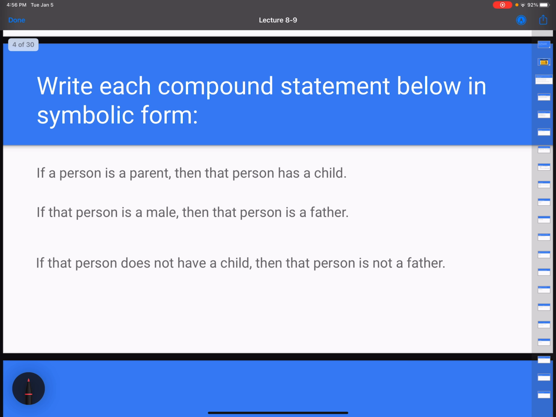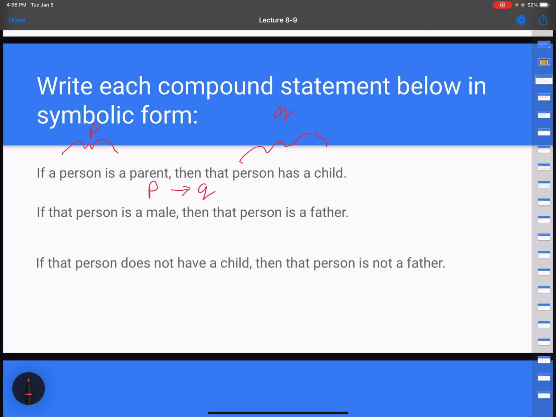Moving forward, write each compound statement below using symbolic form. For the first statement, we have if a person is a parent. So let's just say a person is a parent is our P. That person has a child can be our Q. If a person is a parent, then that person has a child. And we can just write that as P implies Q. It's an if-then statement, so we have a conditional.